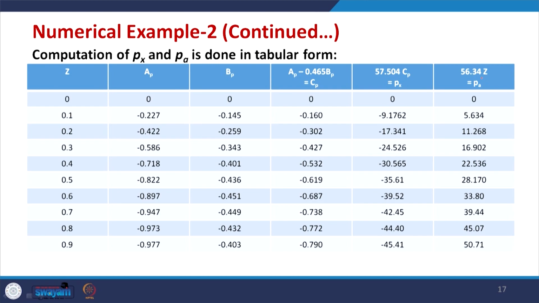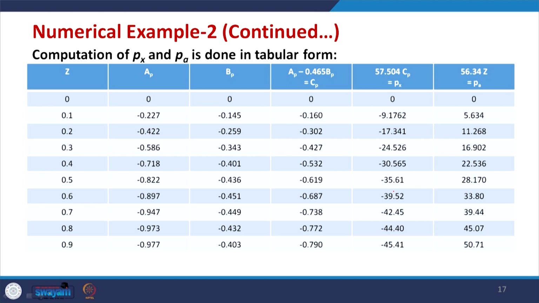So, as z varies, and according to Cp varies, you could see at the top both Px and Pa are 0, but when z equals 0.1, then Px is greater than Pa. It is negative, that means this is negative, but in absolute terms this value is higher, and then again these higher values continue.